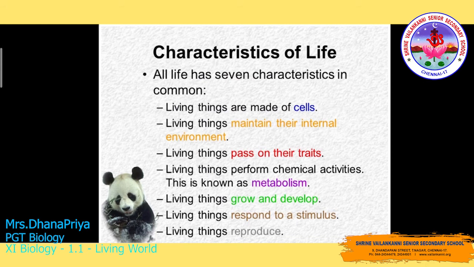Characteristics of life. When we say life, what characteristics do living things have in common? They are: living things are made up of cells. We know the cell is the fundamental unit of all living beings. Living things maintain the internal environment. Living things pass on the trait. Living things perform chemical activities, which is known as metabolism. Living things grow and develop. Living things respond to a stimulus, and living things reproduce. So these are the characteristics of life.